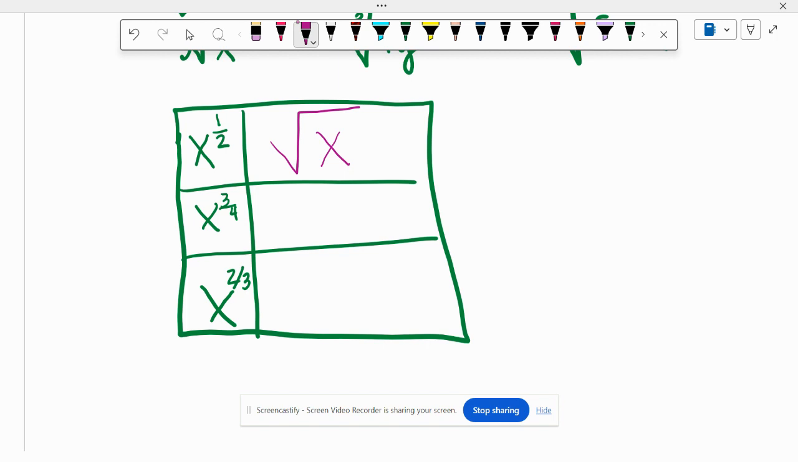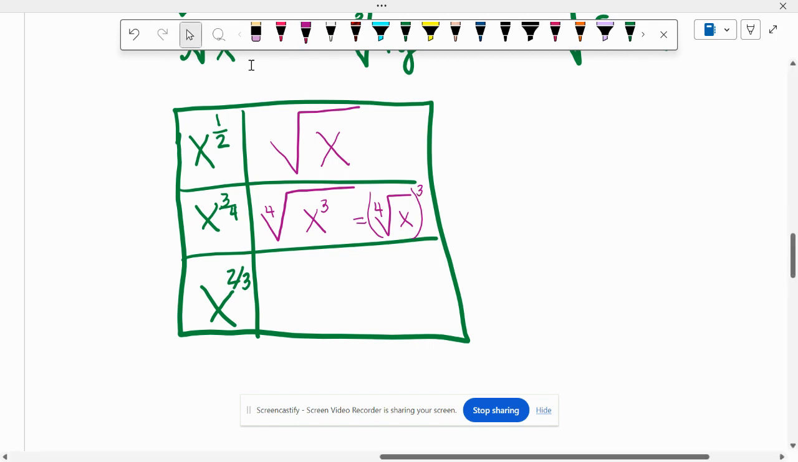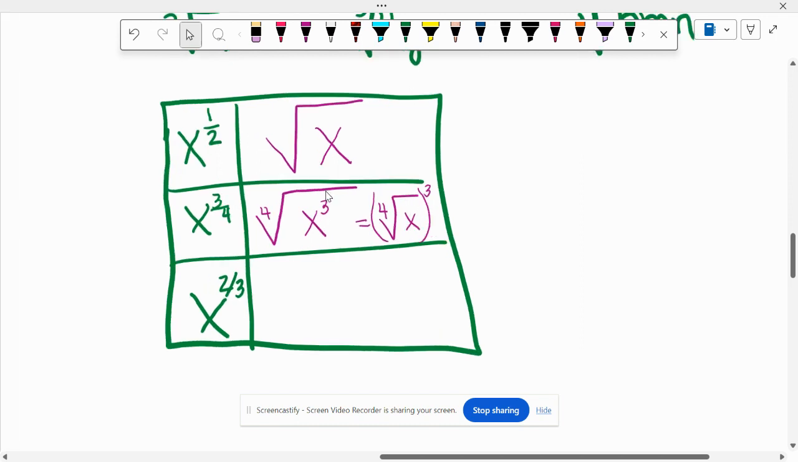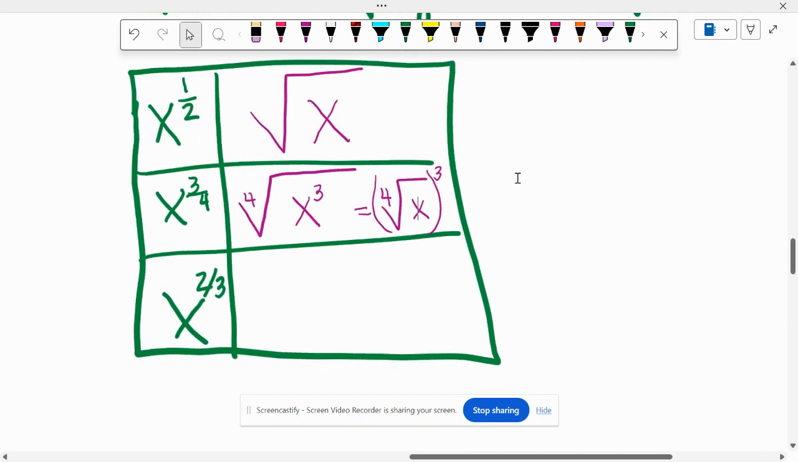The second one means the index is 4, so I need the fourth root of x cubed. And I can also write it as the fourth root of x, cubed. It can be written either way. You can put the cubed underneath the radical. There are times when you want to have it underneath, and there are times when you want it on the outside. You'll know if the number that's in there is a perfect root. Sometimes you'll get used to it, I promise.